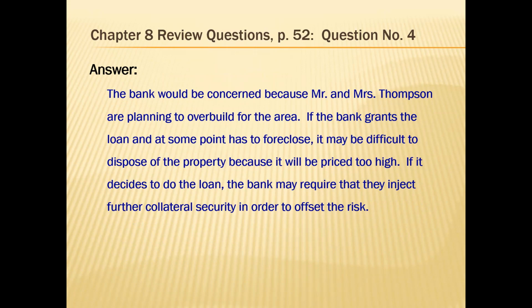If the bank decides to do the loan, they may require the clients to inject further collateral security in order to offset the risk. So they either ask them to put in a larger contribution, or if they have another property, let's say a vacant lot valued at $50,000, $100,000 somewhere else, they will say, let's hold that as well. Okay, so there are different scenarios that the bank can use to offset it, should they decide to do the loan.